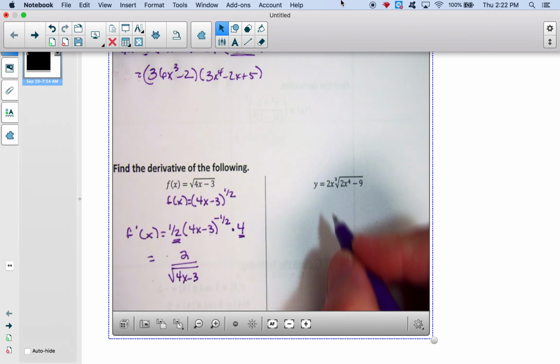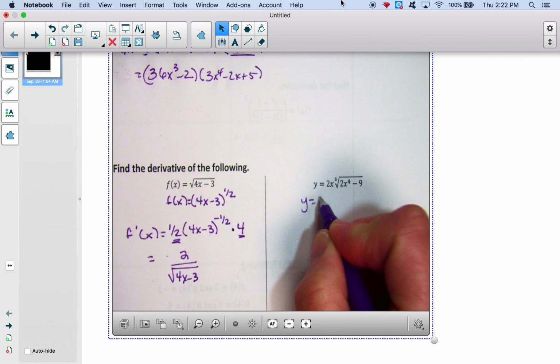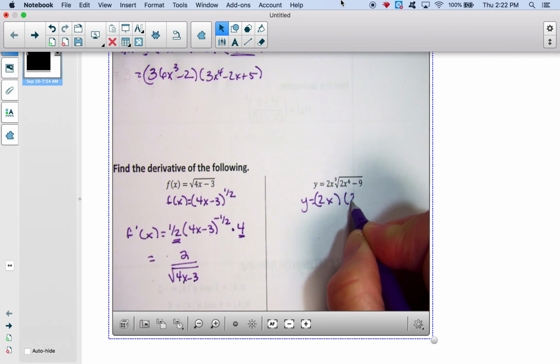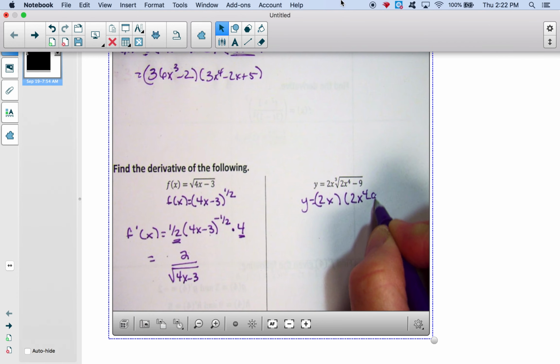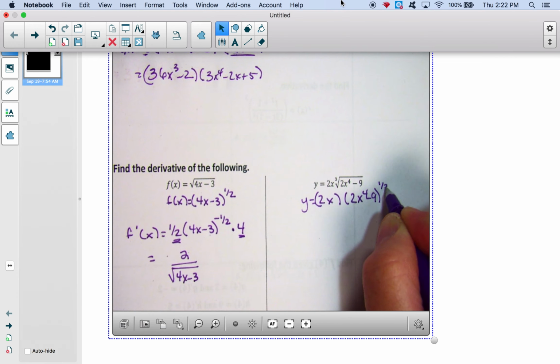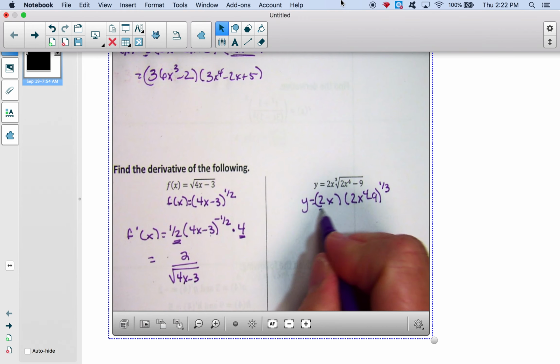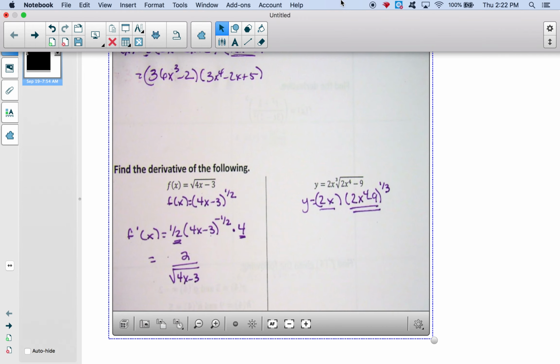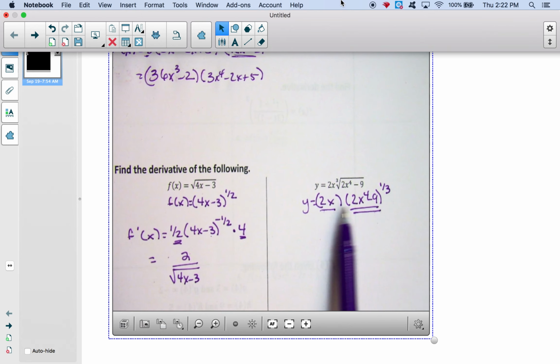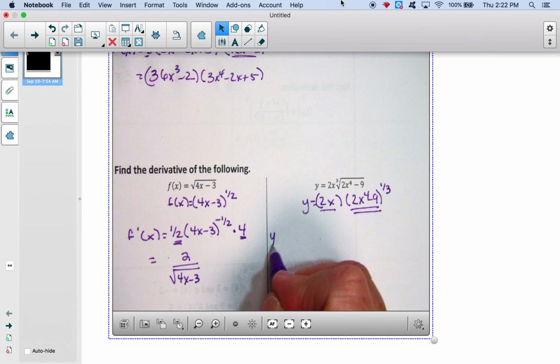Okay, this one, I'm going to rewrite this, and this is going to be 2x to the 4th minus 9 raised to the 1/3 power. What we're going to have here is, first of all, we have a product. So we're going to take the first times the derivative of the second, plus the second times the derivative of the first.